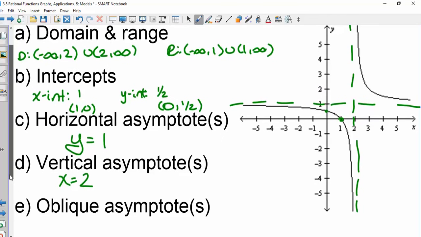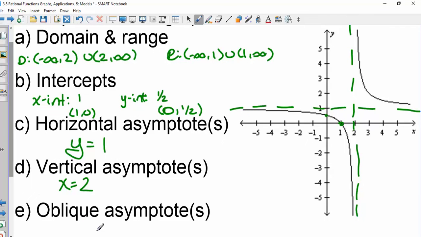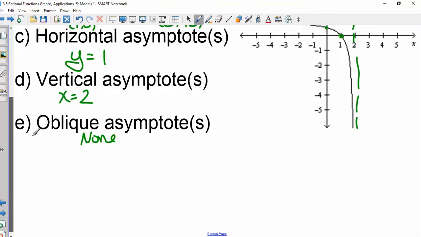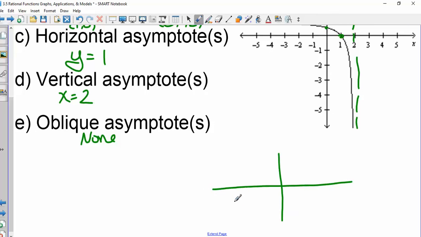Good. Oblique, do we have a third asymptote here? No, so there is none. An oblique asymptote would look something like this. So you might have a graph that did something like this. You can see there's that slanted line we're approaching, not a horizontal or vertical one. Okay, so far so good?